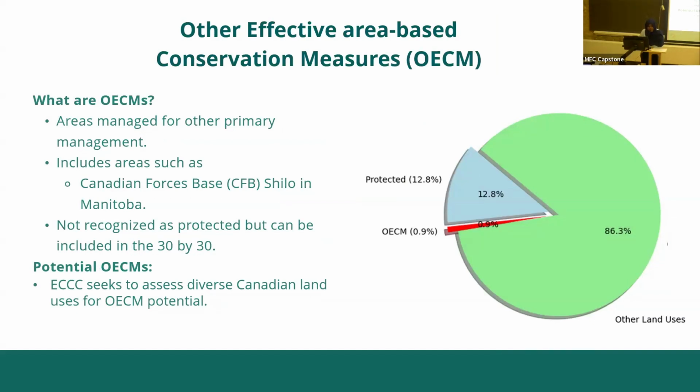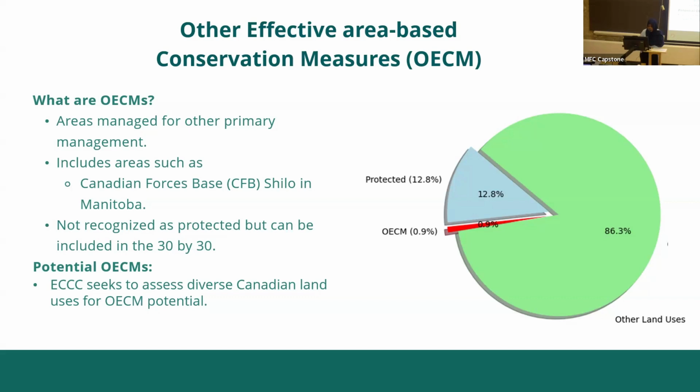OECMs, or other effective area-based conservation measures, offer a promising solution to this issue. OECMs are defined as areas that have other primary management, such as set-aside areas, military bases, or research facilities, but still provide similar conservation value as seen with traditional protected areas. For example, the Canadian Force Base Shiloh in Manitoba experiences significant human activity, such as equipment testing and operations on its land, making it unsuitable for strict protection. However, in other areas of the base, they prioritize environmental stewardship and effectively manage numerous species within their lands, making them eligible to be included in the 30 by 30 initiative.